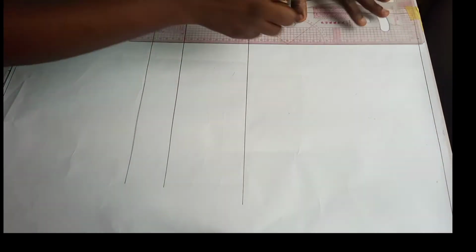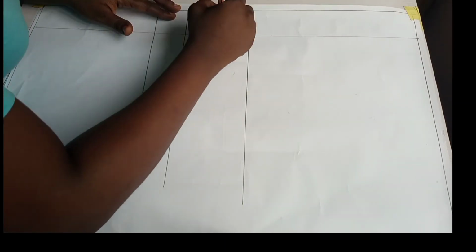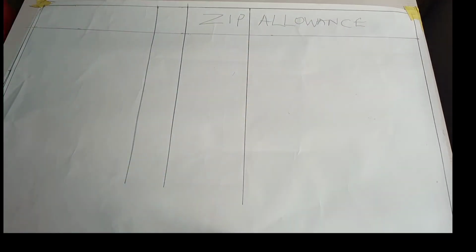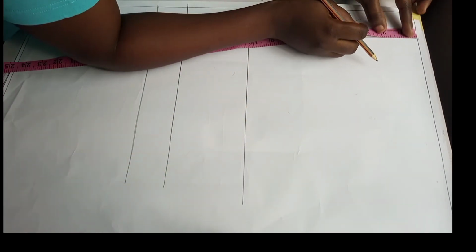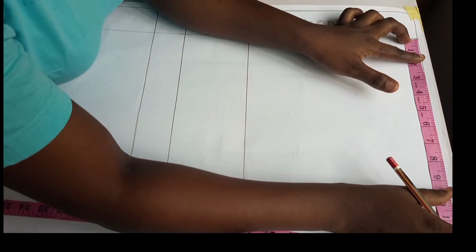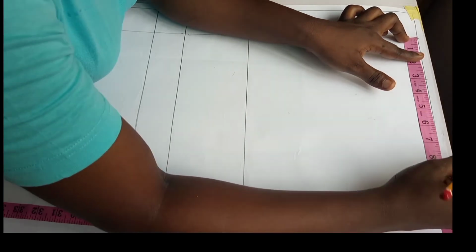From my start line, I measure 2 inches and I'm just ruling that down. That is my zipper allowance. I've labeled it zip allowance. So every measurement I'm going to be taking will start from my zip allowance. So I'm trying to get my standard neckline for the back, which is 1 inch depth by 3 inches width.